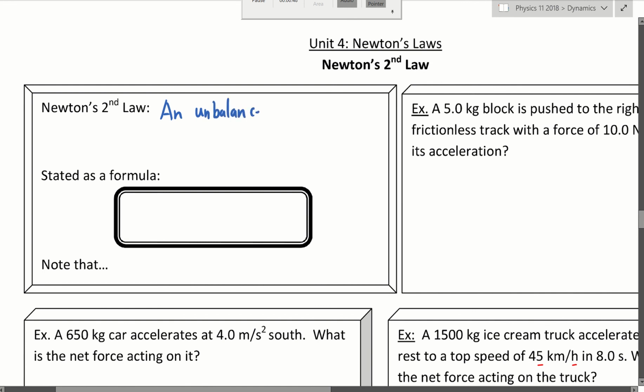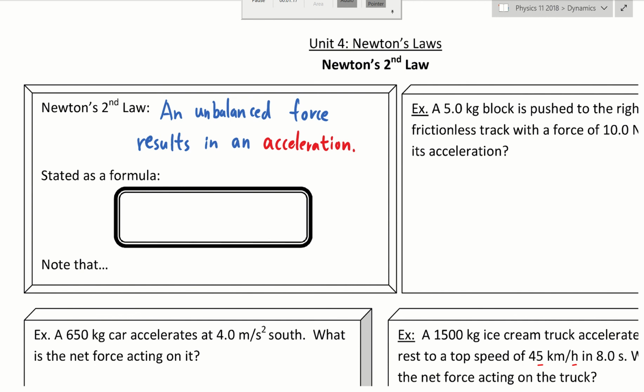When you have an unbalanced force, it will always result in the object starting to change its motion, which is called acceleration. When an object changes motion, for example, speeding up or slowing down. So an unbalanced force always creates acceleration. When the force is balanced, it's either constant speed or stationary. When the force is unbalanced, you will get an acceleration.